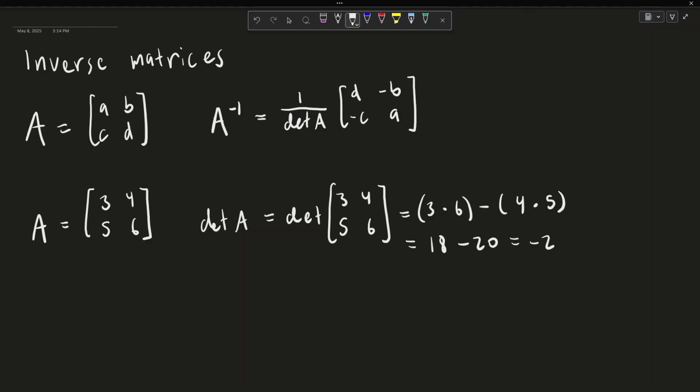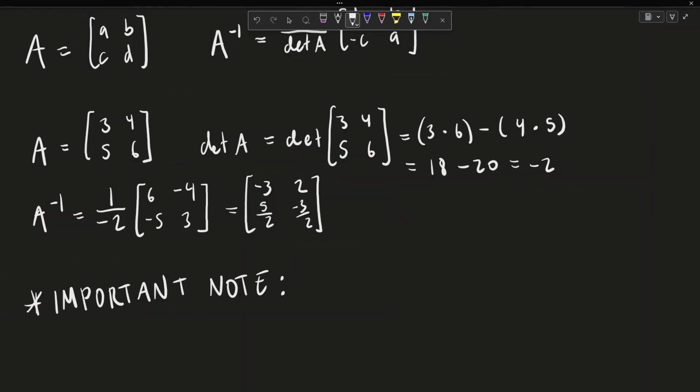Now that we have the determinant of A, we can obtain A inverse. So we know that A inverse is given by 1 over the determinant, which in this case is negative 2, times D, which in this case is 6, negative B, which in this case is negative 4, negative C, which in this case is negative 5, and A, which in this case is 3. And this gives A inverse to be equal to negative 3, 2, 5 over 2, negative 3 over 2.